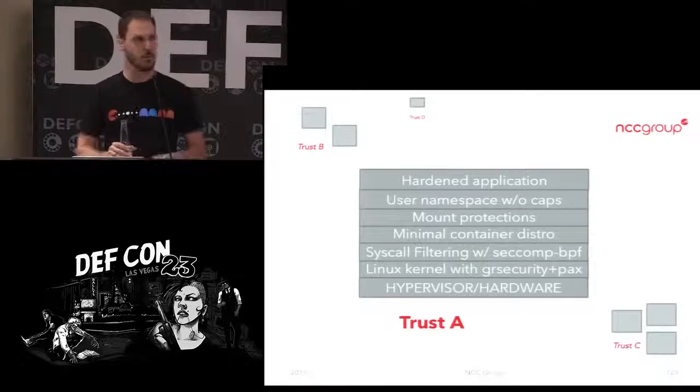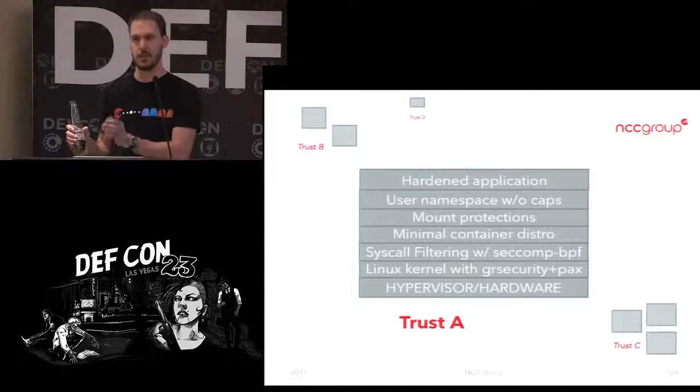So the core picture is, you've got this hardened application. Then under that, you've got your user namespace, you've dropped capabilities. Then you have mount protections, right? Let's say that container is read-only except for maybe like the log files or something like that.